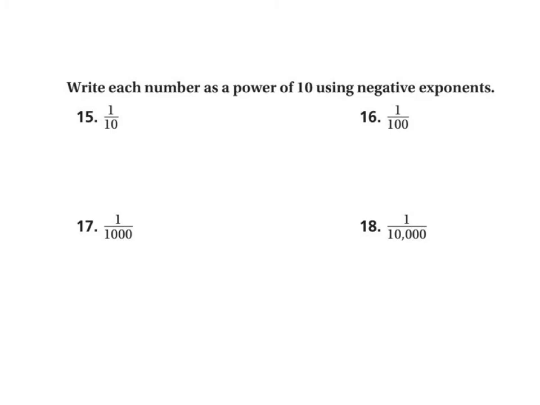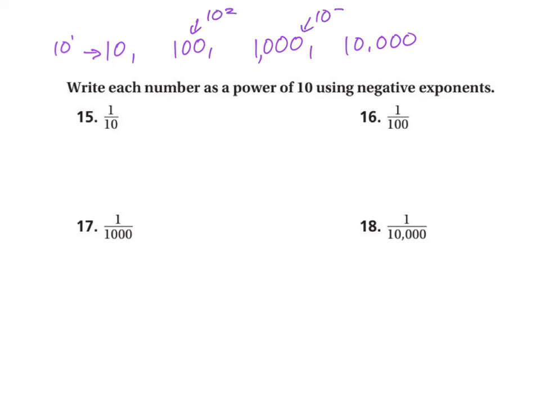All right, so now we're going to write each power of 10 using negative exponents. So the first thing I'm going to do is talk about our powers of 10. Remember, we have 10, 100, 1,000, 10,000, and so on. So these are all the values we're going to be looking at today. Remember, a power of 10, for example this one here would be 10 to the 1st power. This one would be 10 to the 2nd, 10 to the 3rd, and then 10 to the 4th. So that's what we're going to be using.